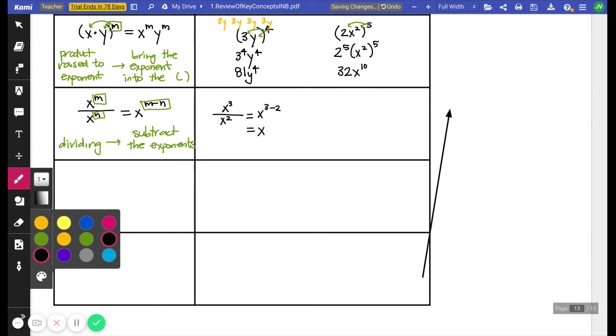Here's another example. Let's say I have x to the fourth, y to the eighth, over y to the third. When in doubt, you can write it out. 4 x's, they're just chilling. 8 y's and 3 y's. 3 of them on the top cancel 3 of them on the bottom, and that's where that 8 minus 3 comes in, and that's why it's y to the fifth. Okay?